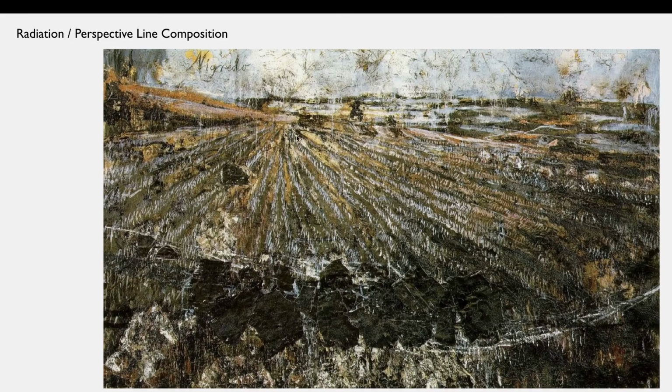So if we look at this particular painting, how do we start to organize that information? Often he will use radial lines or perspective lines to help structure content, to help organize the chaos.